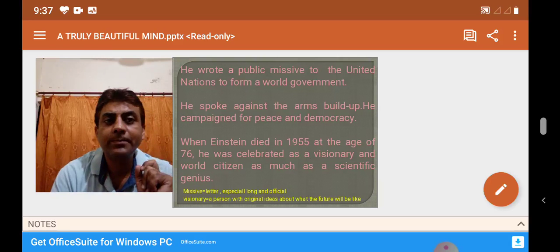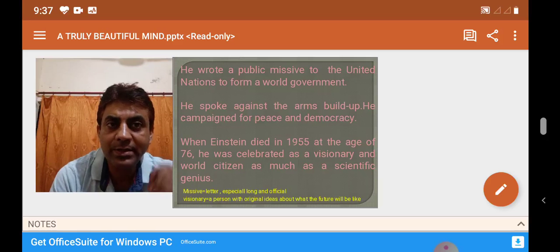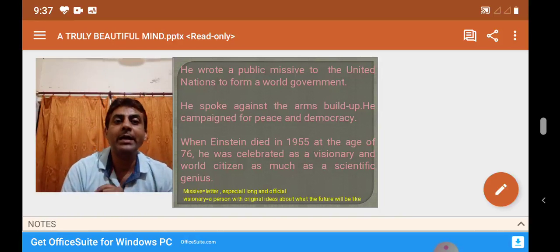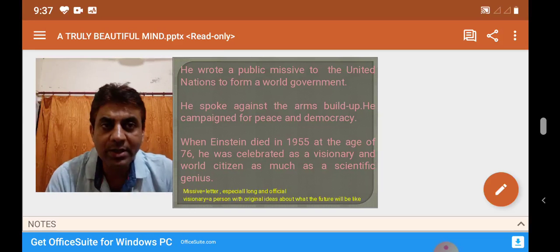Einstein died in 1955 at the age of 76. When he died, he was celebrated as a visionary and a world citizen as much as a scientific genius.